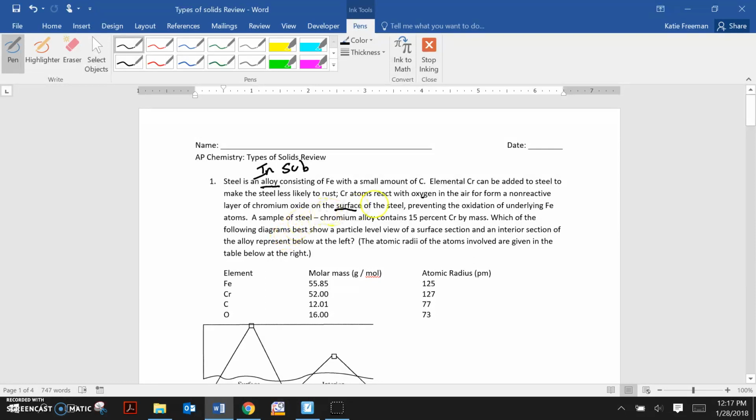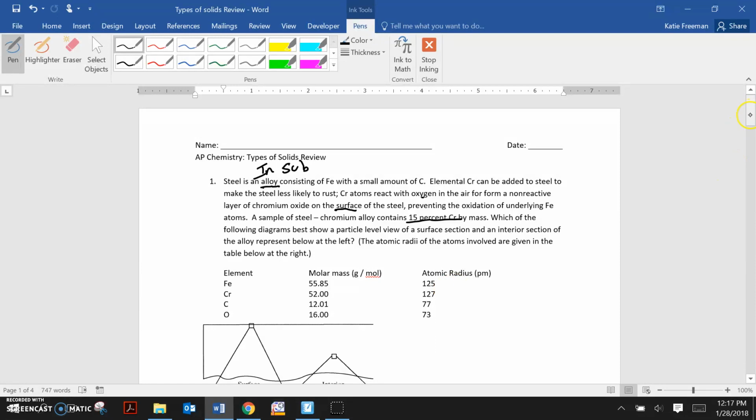Which of the following diagrams best shows a particulate level view of the surface section and the interior section of the alloy represented below at the left? So notice here we're given molar masses, which is for this 15% part of it, as well as the atomic radius aspect of it. And notice here we're told carbon is 77 picometers and iron is 125. So big difference in size here. So again, that tells us we're going to be dealing with interstitial in that regard, versus iron and chromium, 125 to 127. Very, very similar, so we're going to be dealing with substitutional.